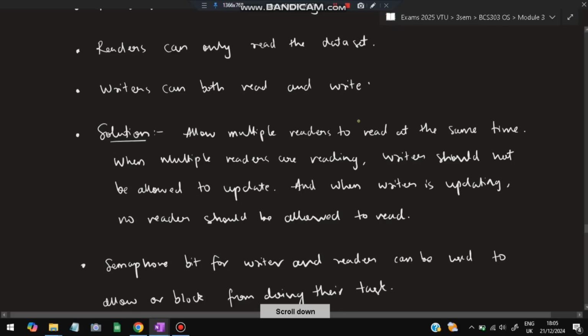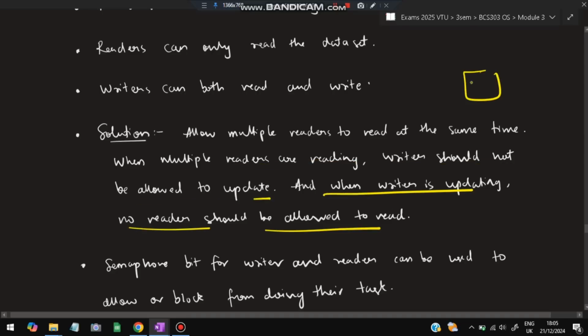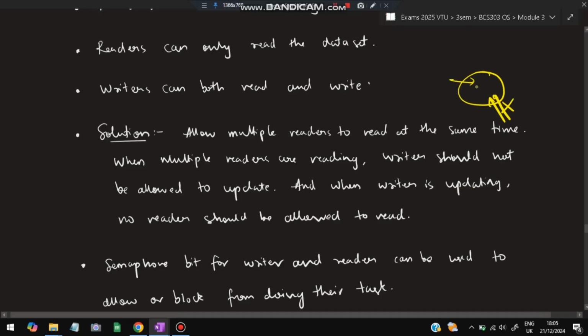Now what's the solution? The solution is to allow multiple readers to read. Many readers will read at the same time, but when multiple readers are reading, the writer should not be allowed to update. And when the writer is updating, no reader should be allowed to read. When the writer is making changes, no one should be allowed to read. After the changes are done, then only they can read. And when they are reading, no writer should be making changes.